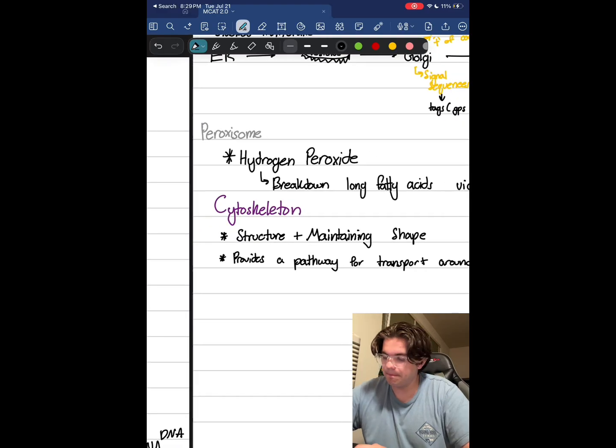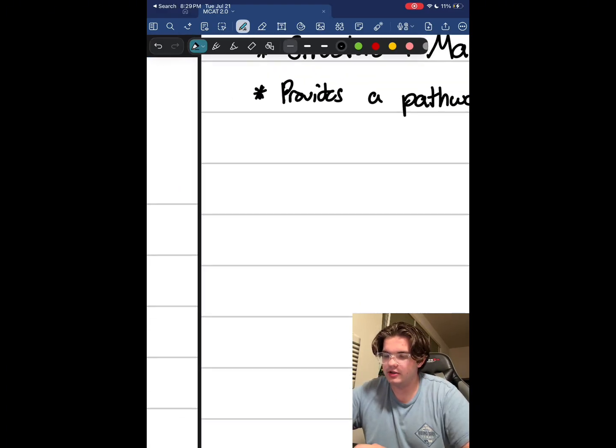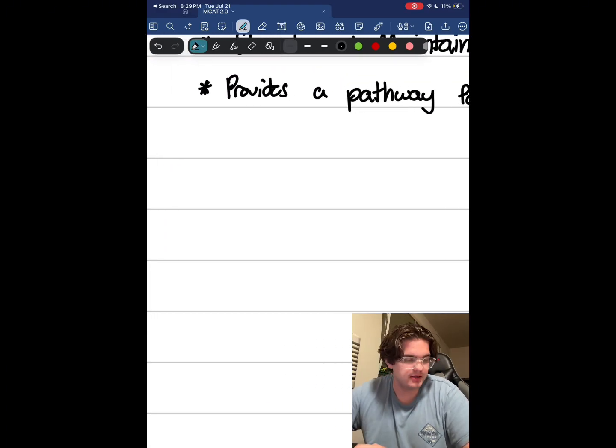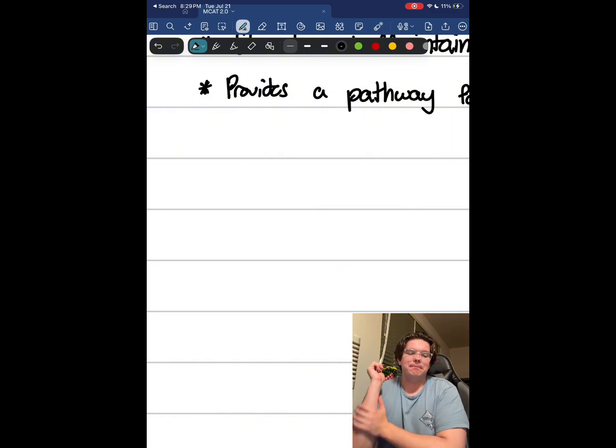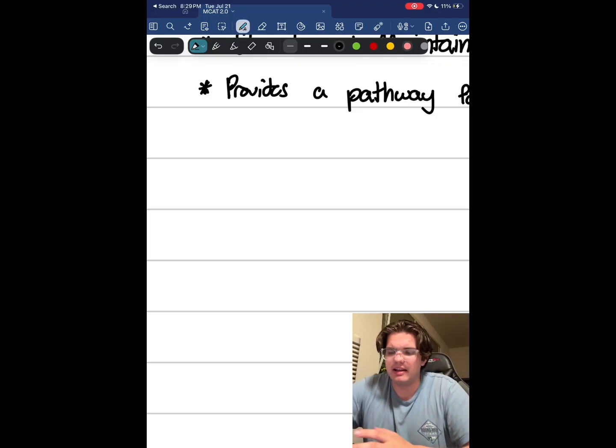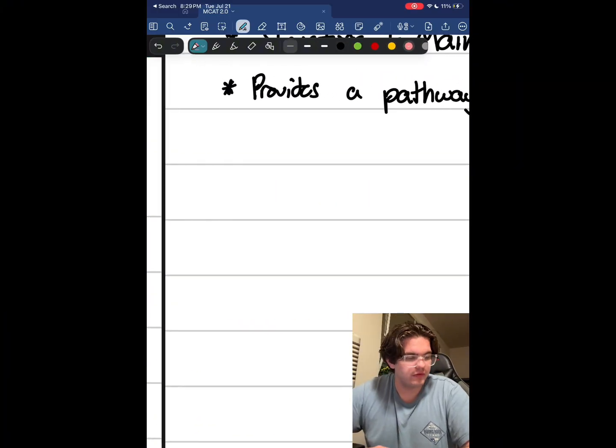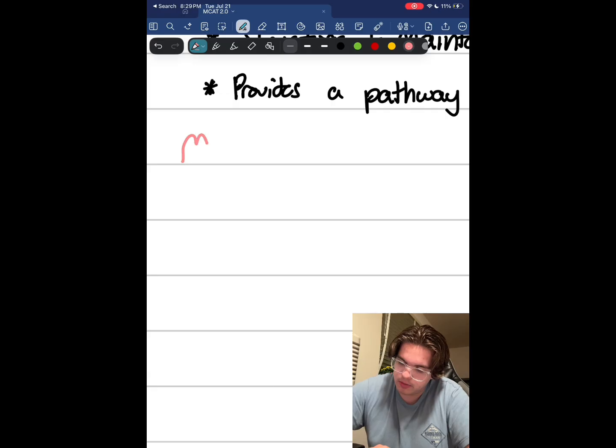Okay, perfect. Hopefully I can fit it all on this one page. That'd be pretty epic. But there's three main types of cytoskeletons that the MCAT focuses on. And maybe that exists, I don't know if there's any others past these three. But just going over these three, our first one is going to be microfilaments.